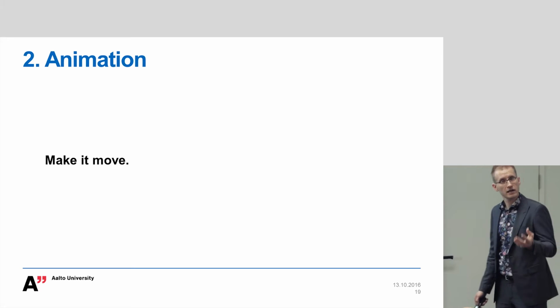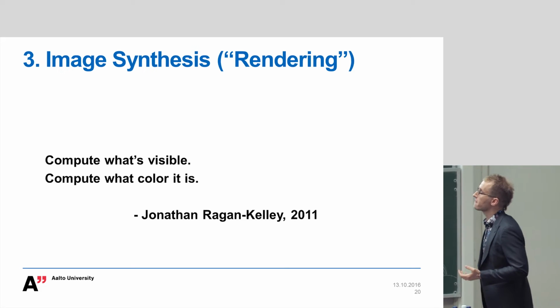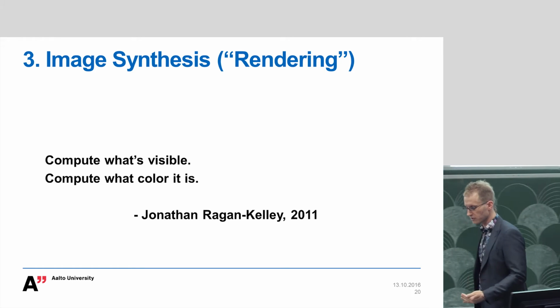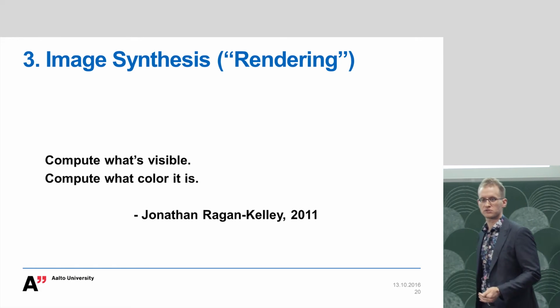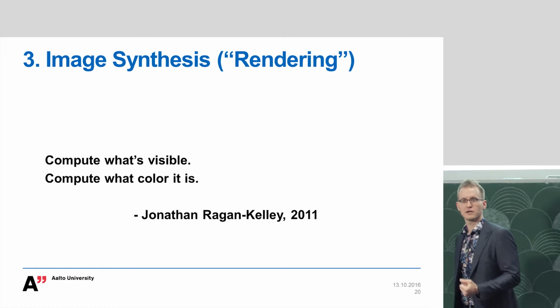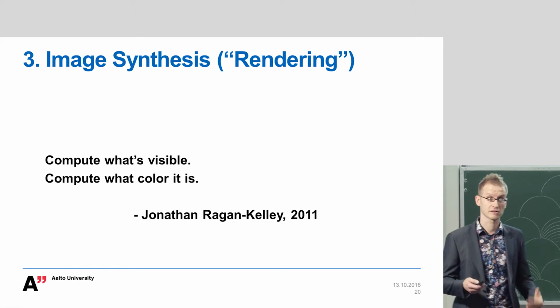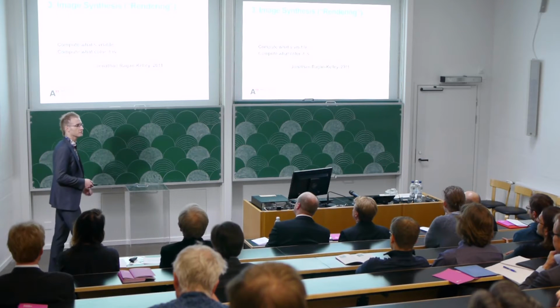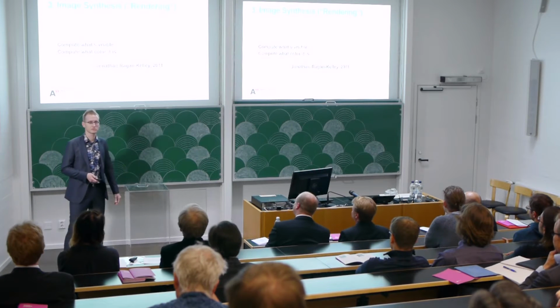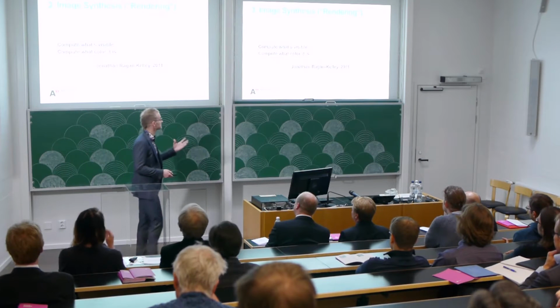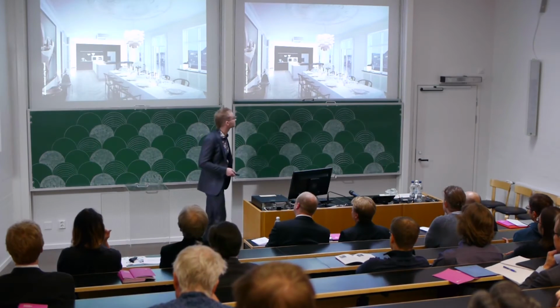But because in the end we're interested in pictures, the final step after all of this is when we want to draw the picture, and that boils down simply to figuring out what's visible in your picture, computing what's visible, and then computing what color those things are that are visible in the picture. This really eloquent description of the rendering problem is due to my friend and now Berkeley professor, Jonathan Ragan-Kelley. But it's really not that much more complicated.